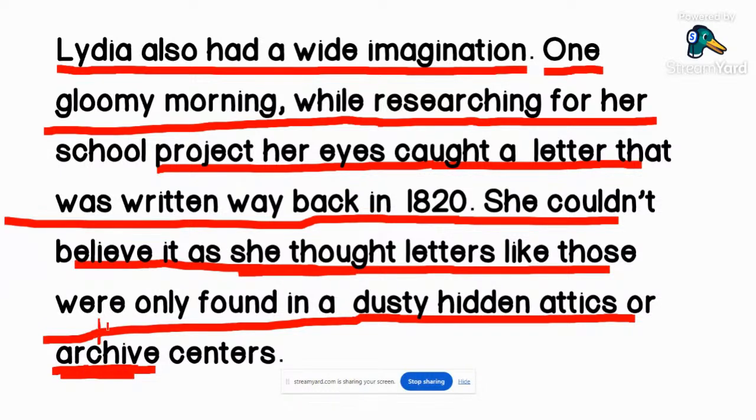Okay, so this word is archive. The CH is pronounced as K, and then we hear hive as in beehive: archive. Archive center. All right, so you just have to add the S to sentence.